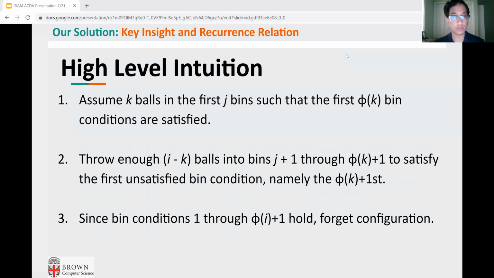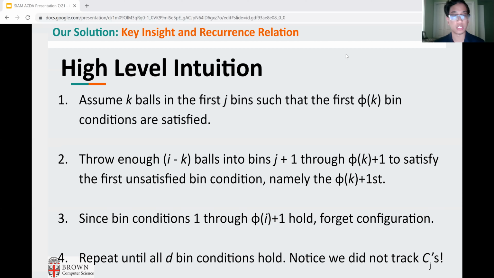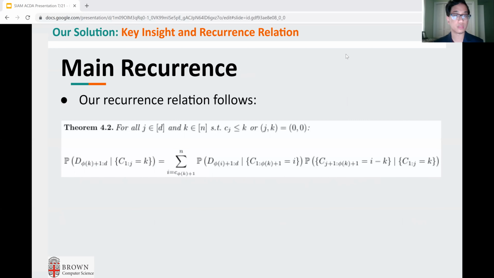Next, having thrown a total of i balls in the first phi of k plus 1 bins, such that the first phi of i bin conditions hold, we can forget the configuration, as we only consider having to satisfy future bin conditions d sub phi of i plus 1 forwards, and this is due to our corollary. And lastly, we're going to repeat this process until all bin conditions hold. The important thing to note here is that we didn't have to track the individual counts, but rather only their sums at the intermediate steps. With this in mind, we now give our main recurrence.